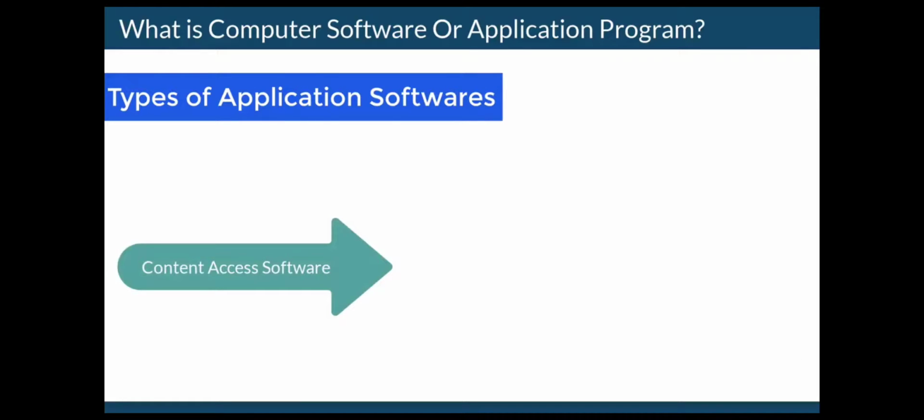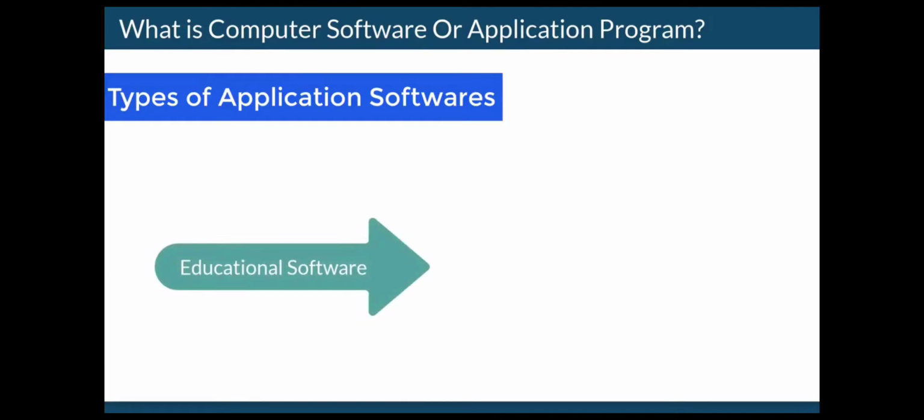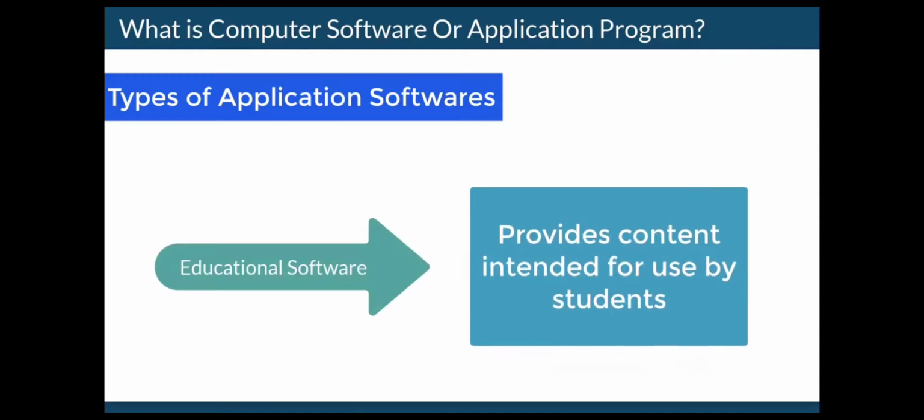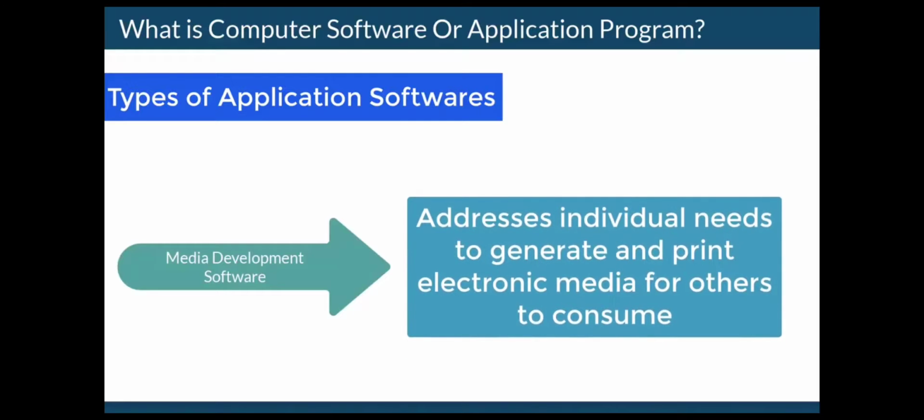Content access software is used to access content and addresses a desire for published digital content and entertainment. Educational software provides content intended for use by students. Media development software addresses individual needs to generate and print electronic media for others to consume.